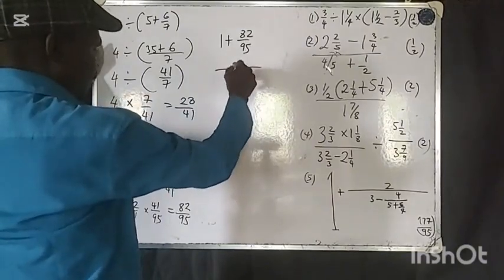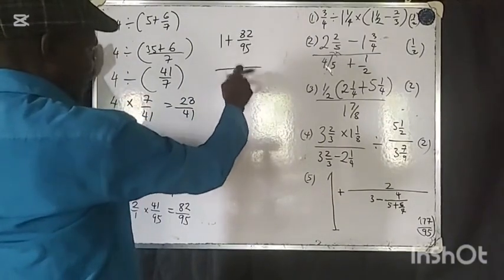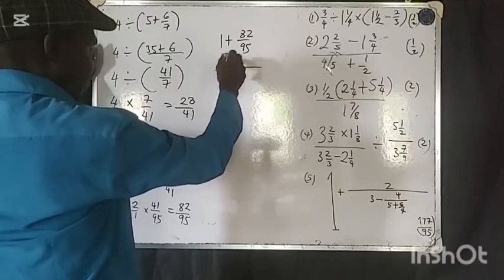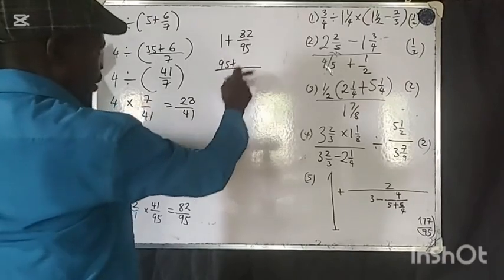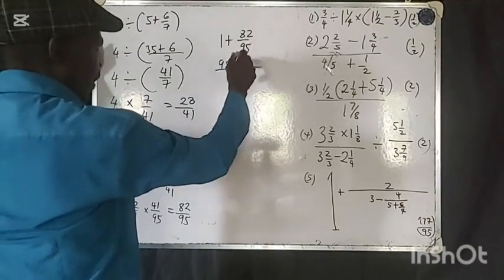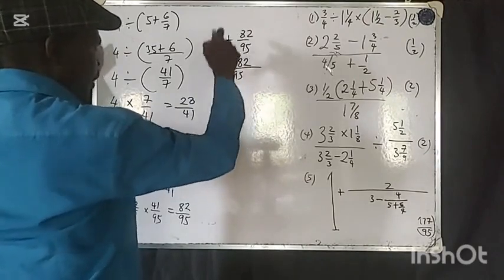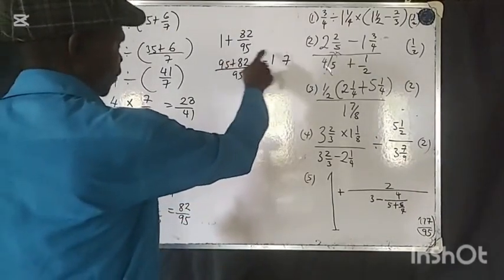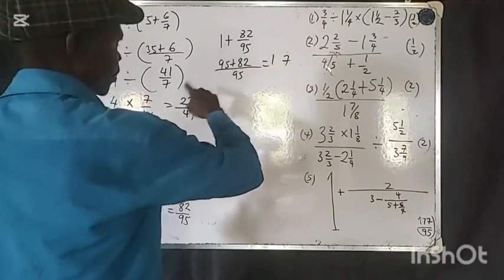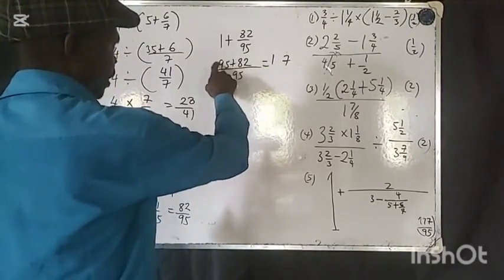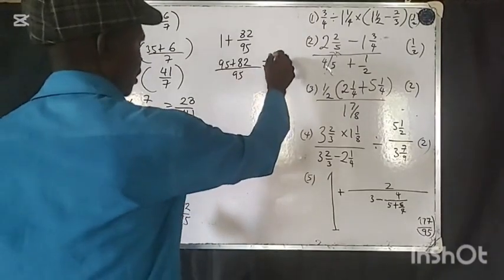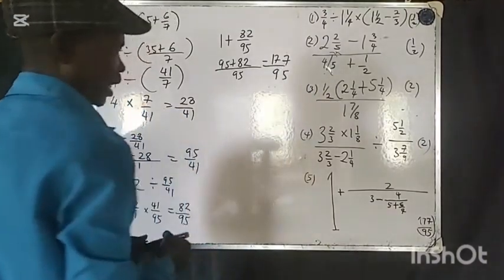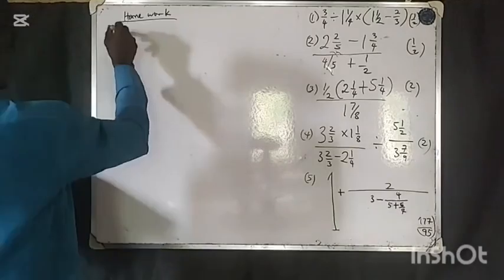So LCM is 95. 1 goes in 95, 95. And that is 1, give us 95. This one goes in this one is 1. 1 times this one is 1, give us 82. So we have 2 plus 5, 7. 8 plus 9, 17. 17 over 95. And that is the answer they got. We are correct.